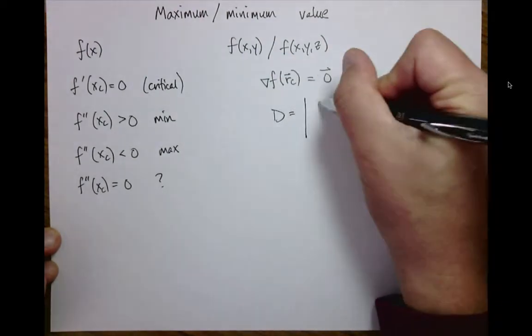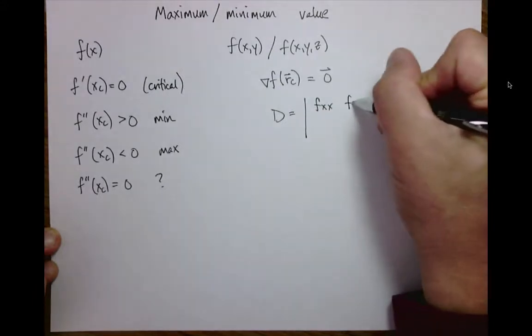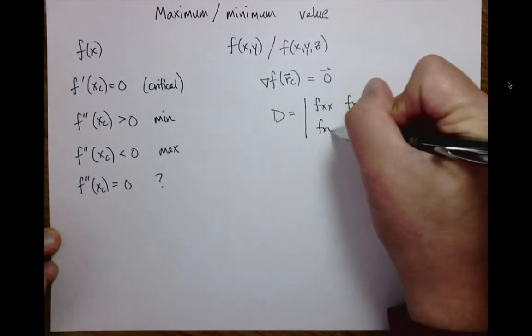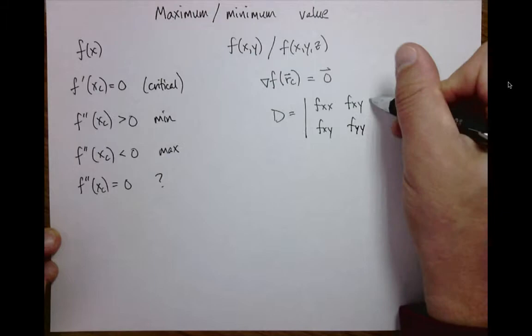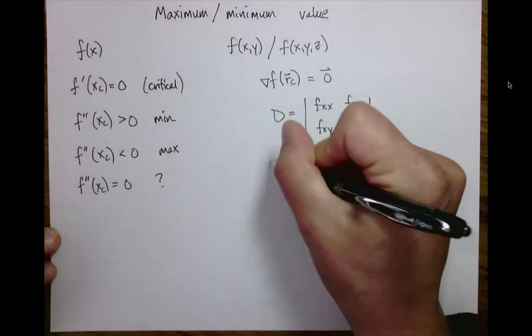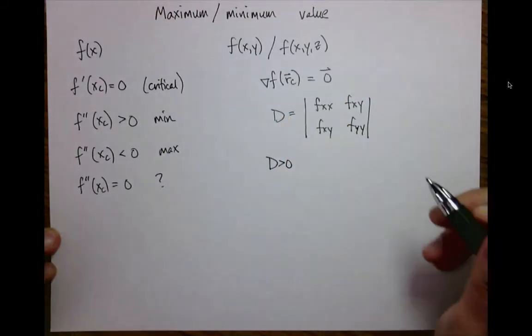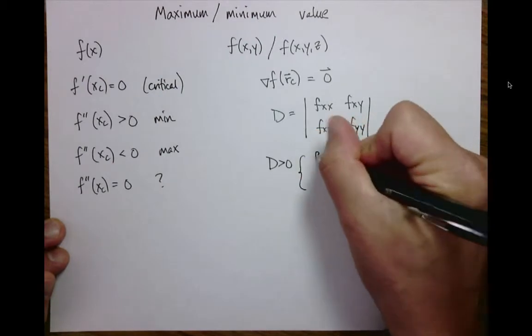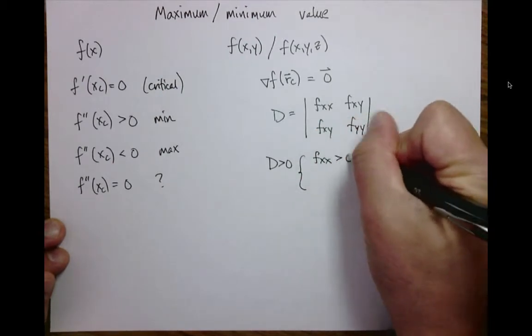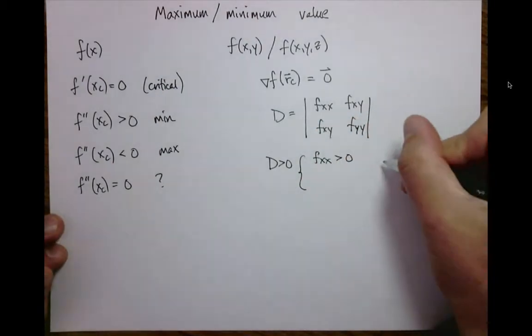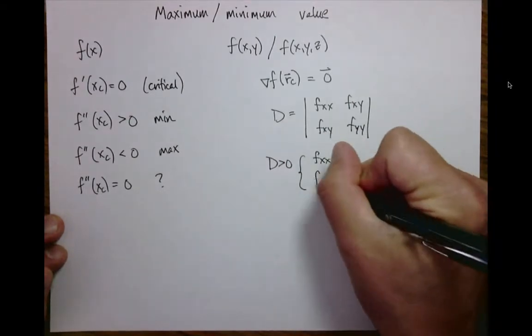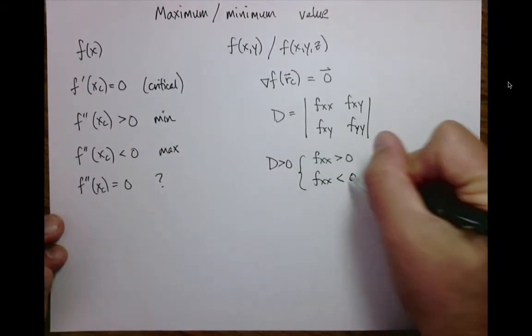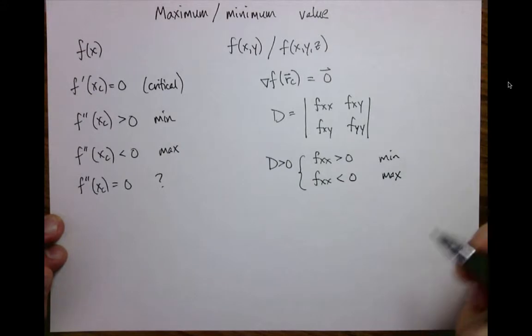For the second derivative test, we end up using all the second derivatives in this determinant that we call D. If D is greater than 0, then we have to do one more test. If f double x is greater than 0, you have a minimum. If f double x is less than 0, you have a maximum.